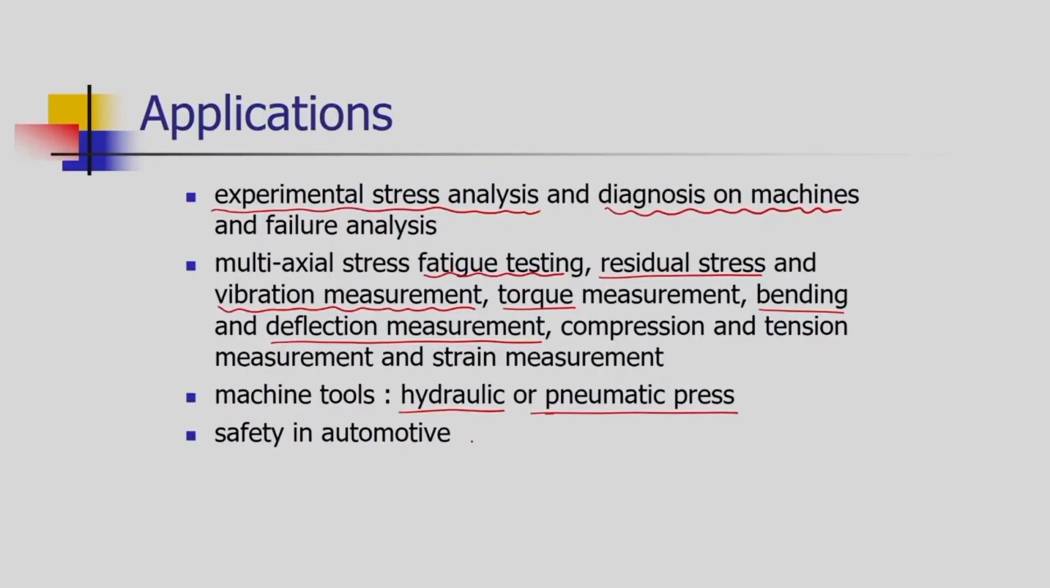Safety in automotives: a very important feature of today's automotive is the airbags, which protect during a collision. These bags are operated based upon the strain gauges. Impact sensors in aerospace vehicles are also an important application.